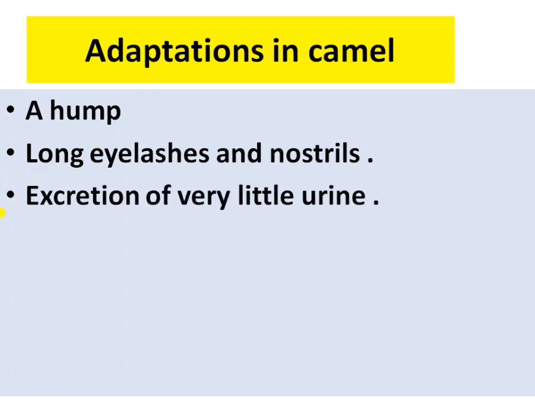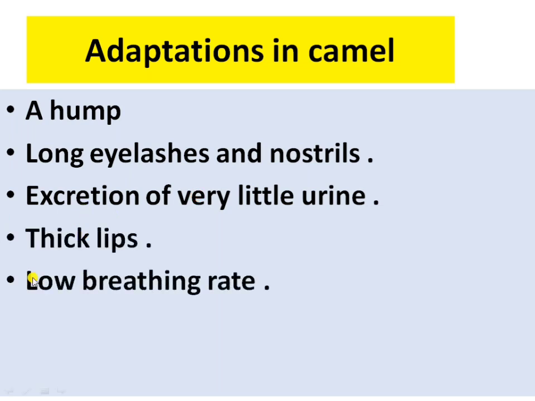Then the excretion of very little urine, dry dung, and no perspiration helps them to conserve water. They have thick lips and a low breathing rate. These thick lips help them to eat the dry plants of the desert, and the low breathing rate reduces the loss of water as water vapor.